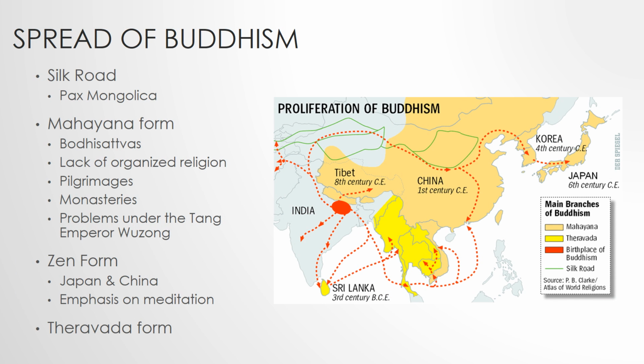The spread of Buddhism obviously is going to be revitalized with the Pax Mongolica. The peace that comes in with the Mongols, ironically, is going to allow for the spread of Buddhism. Most of this Buddhism that spread is the Mahayana form. Part of that is because of this Bodhisattva concept. Bodhisattvas are considered to be teachers who have reached enlightenment, but instead of going to nirvana, they sacrifice and come back in the form of teachers or gurus of some type to teach the people how they themselves can reach nirvana.